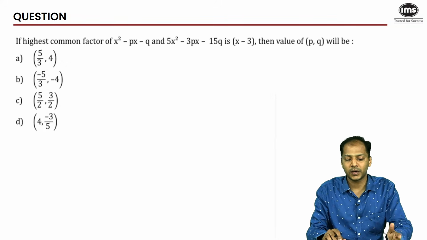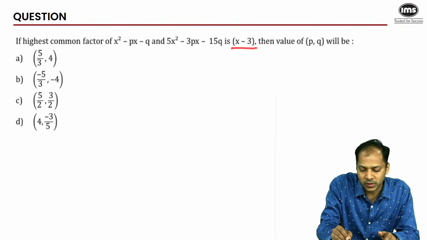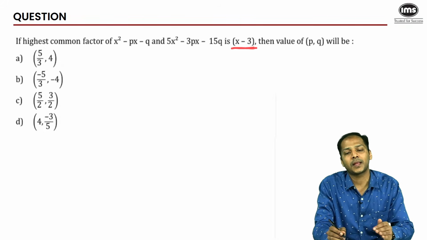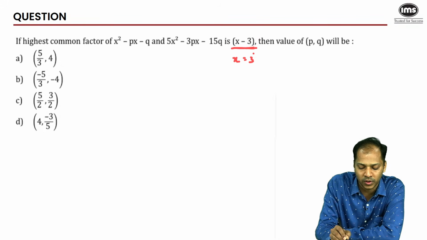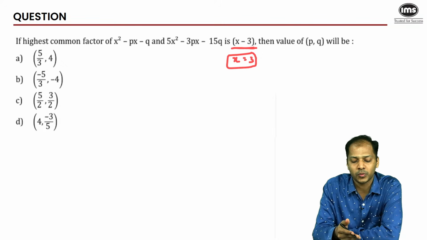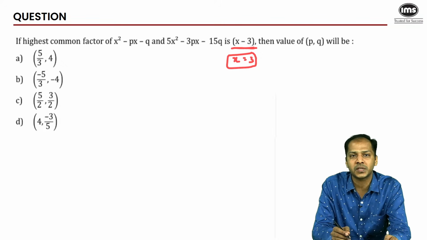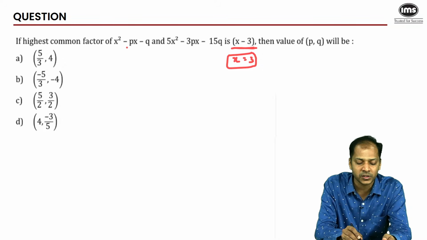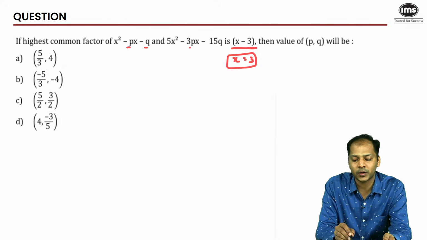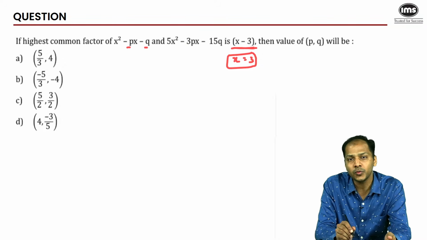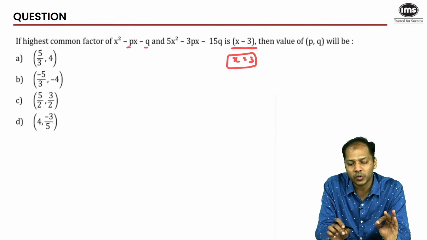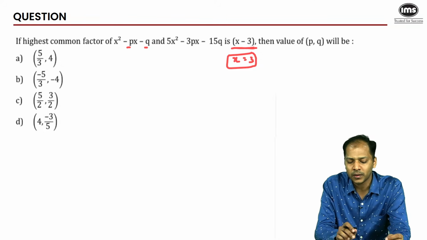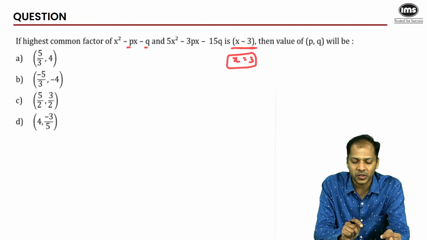Okay, so here the property that you had to use was, if this is a factor, then if I put x minus 3 equal to 0, that is, if I put x equal to 3, both these expressions should become 0, and if they become 0, we'll get equations in p and q. We have two unknowns, p and q, and we'll get two equations and we'll be able to get to the answer. As soon as I know that this is what is supposed to be done over here, your calculation should be super quick.